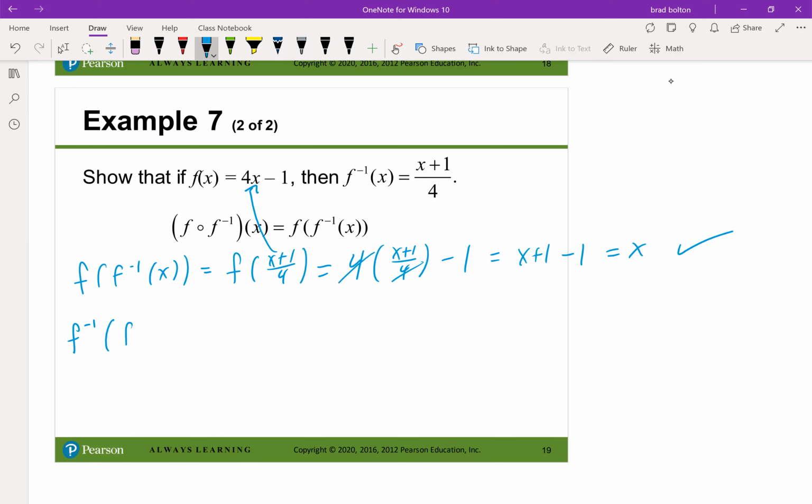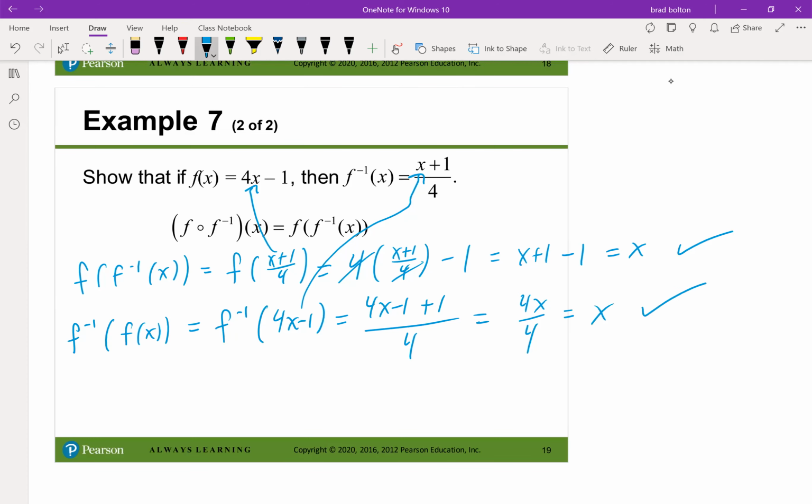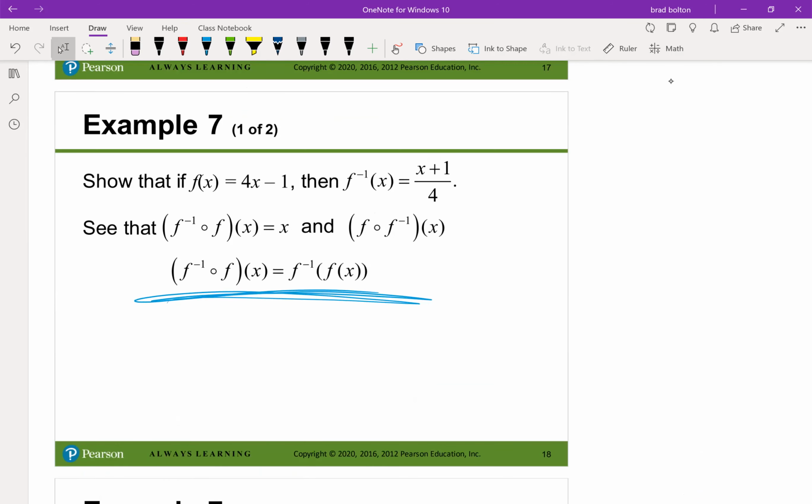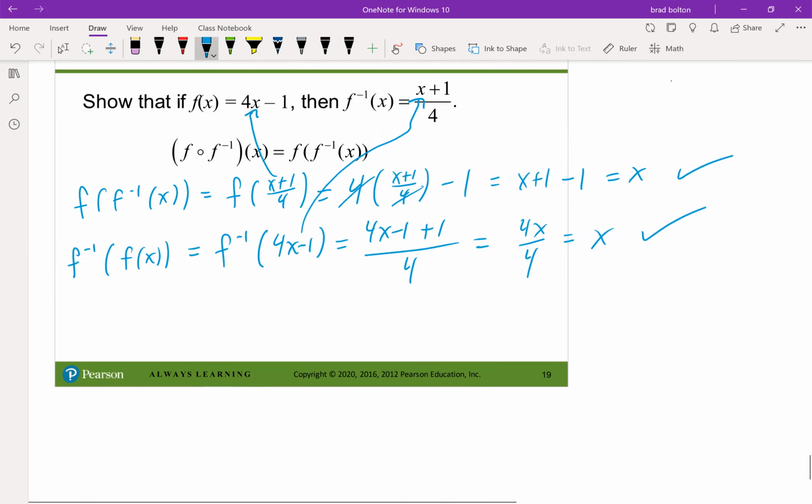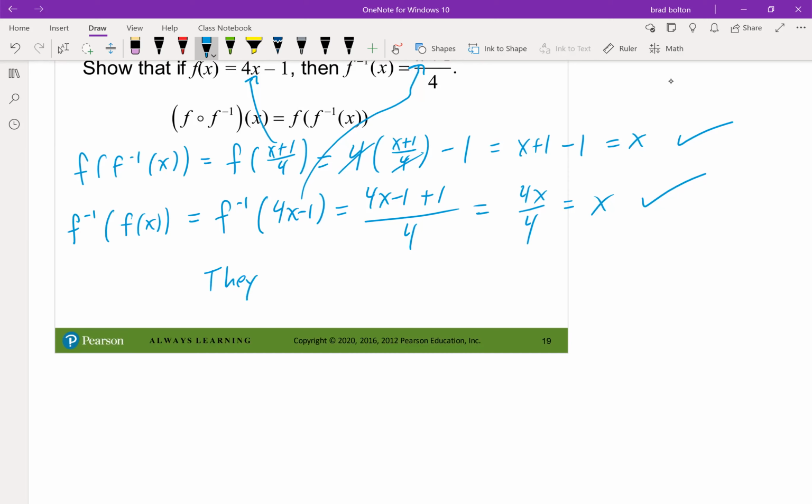Now let's go the other way. Let's do f inverse of f of x. So I'm going to do f inverse of 4x minus 1, plugging it in for x. So this is 4x minus 1 plus 1 all over 4. This becomes 4x over 4, so this becomes x. Check. And that's exactly what was supposed to happen. So if you can get x as your final result by doing a composition, that means they are in fact inverses of each other, and we just proved it.